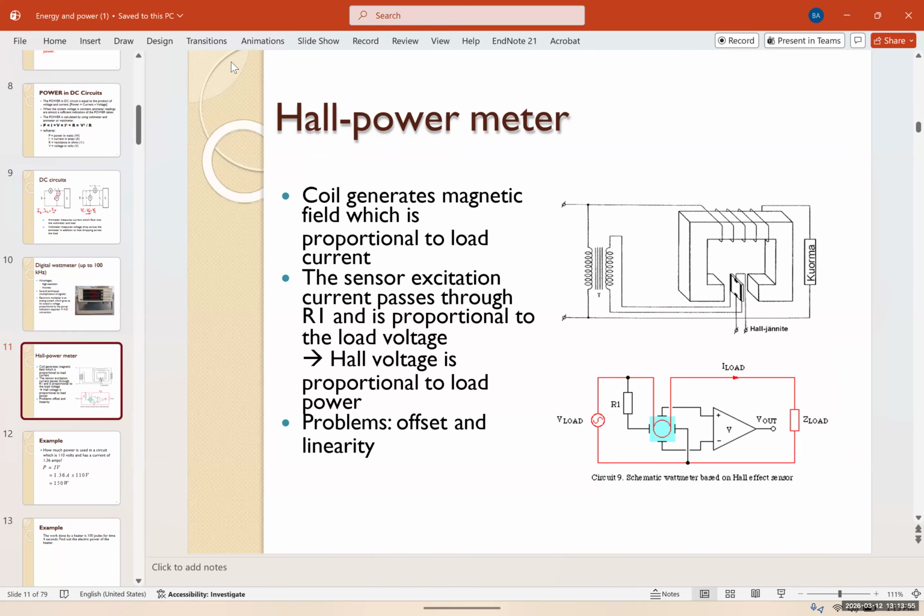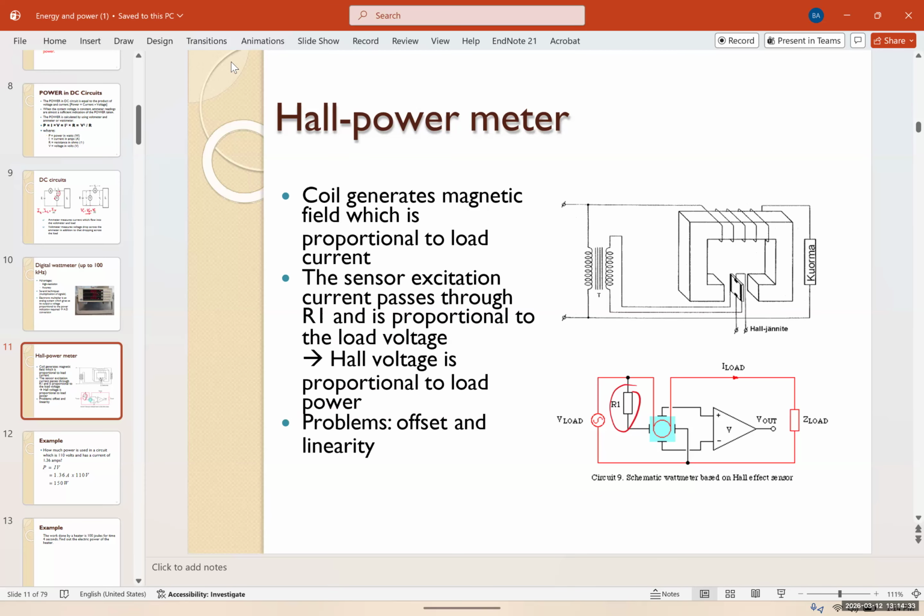Another type we have is called a Hall power meter. A coil generates a magnetic field, which is proportional to load current. The sensor excitation current passes through R1 and is proportional to the load voltage. And the Hall voltage is proportional to the load power. The problem with this system is offset and linearity. And again, this could measure at the same time the voltage and current. Therefore, you can measure the power going inside the system.